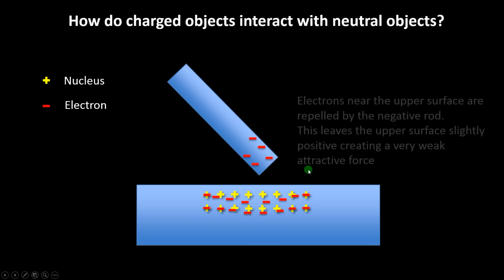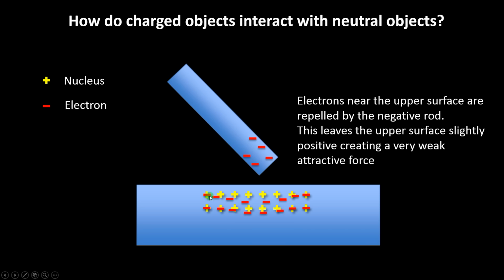Now what this does is leave a slightly more positive charge near the surface. So that makes the surface of this object slightly positive, and we've got a negatively charged object here, and we've just said positive attracts negative. So because the surface is just a little bit more positive, these two objects will attract.